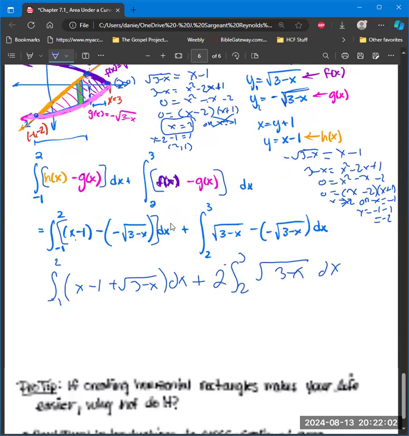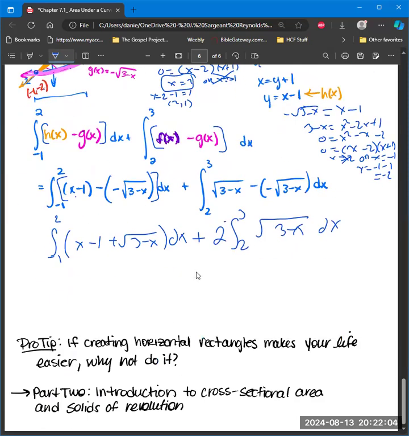Not the worst thing that I've ever seen, but definitely not as nice as doing it with horizontal rectangles. This piece is particularly ugly. This one isn't so bad. But if creating horizontal rectangles makes your life easier, then why not do it?